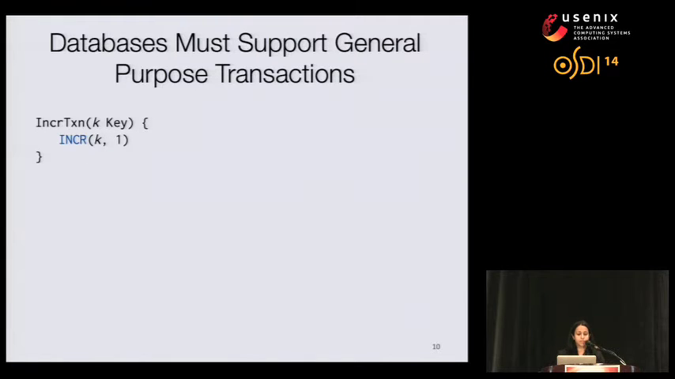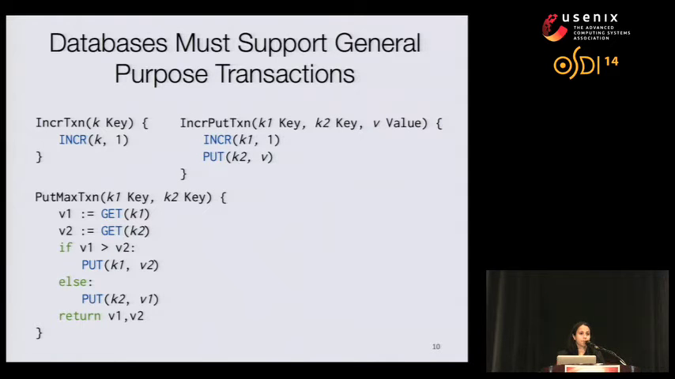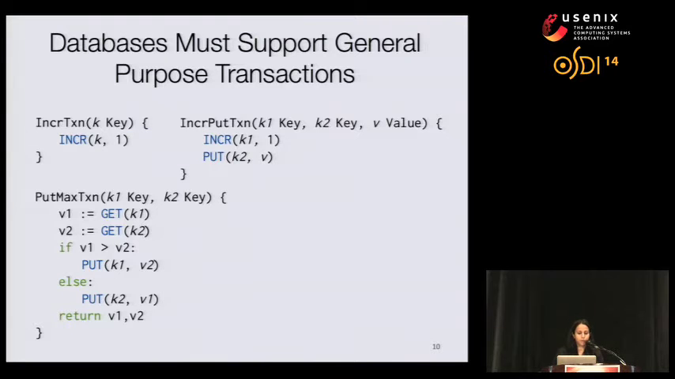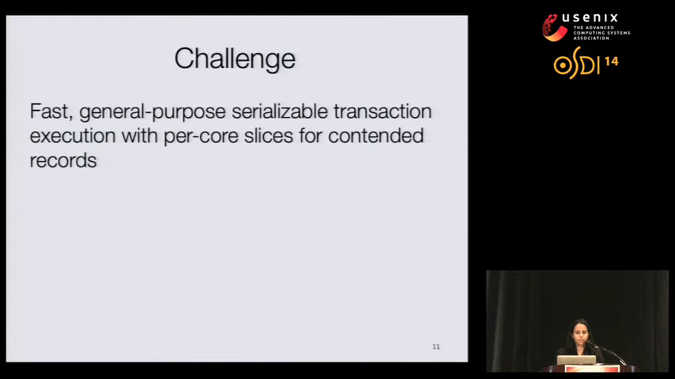So that's great for our increment transaction, but unfortunately we want to support many other types of transactions in a database. So these transactions might also be running concurrently with the increment transaction, and they might be running on the same keys. Both of these transactions need to do their reads and writes atomically. Also, transactions can have arbitrary code in them. We have an if statement here, and we might need to return values to the caller that reflect exactly how that transaction was ordered. So it's unclear how to run these 2 transactions correctly while using split data. And that's the challenge that we're trying to address. We want to do fast, general-purpose, serializable transaction execution with per-core slices for contended records.